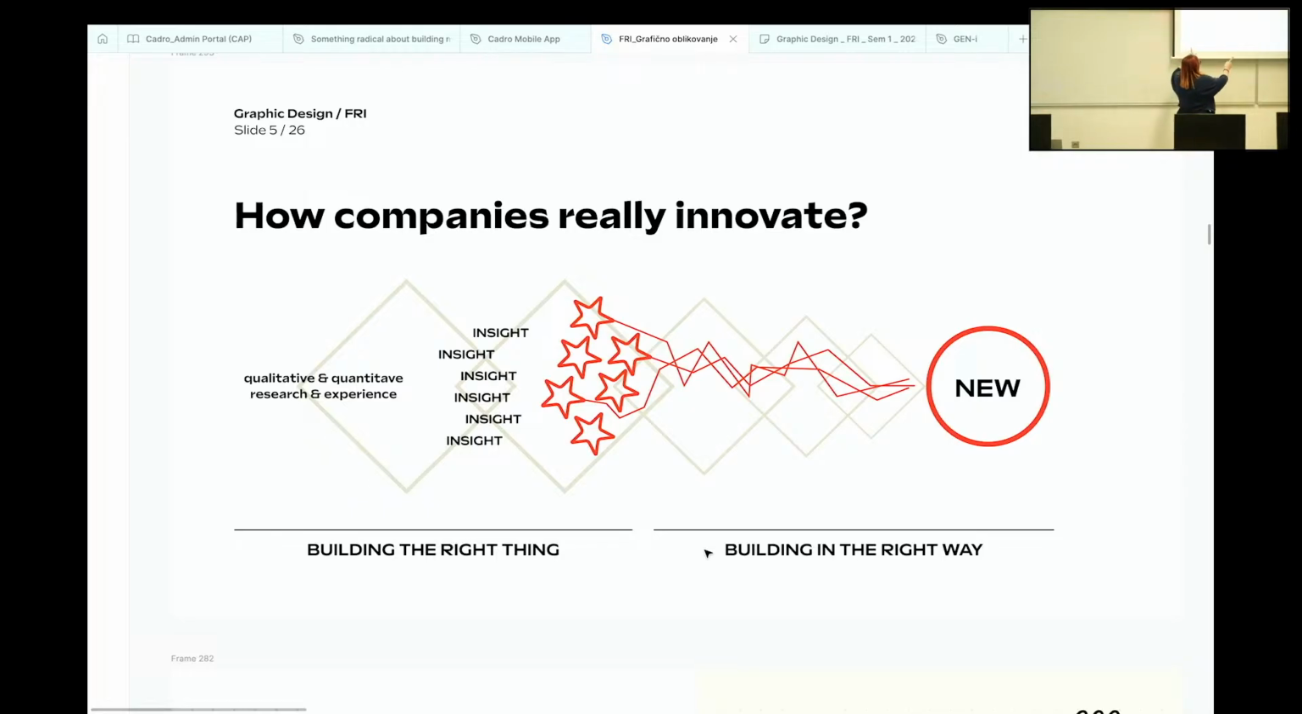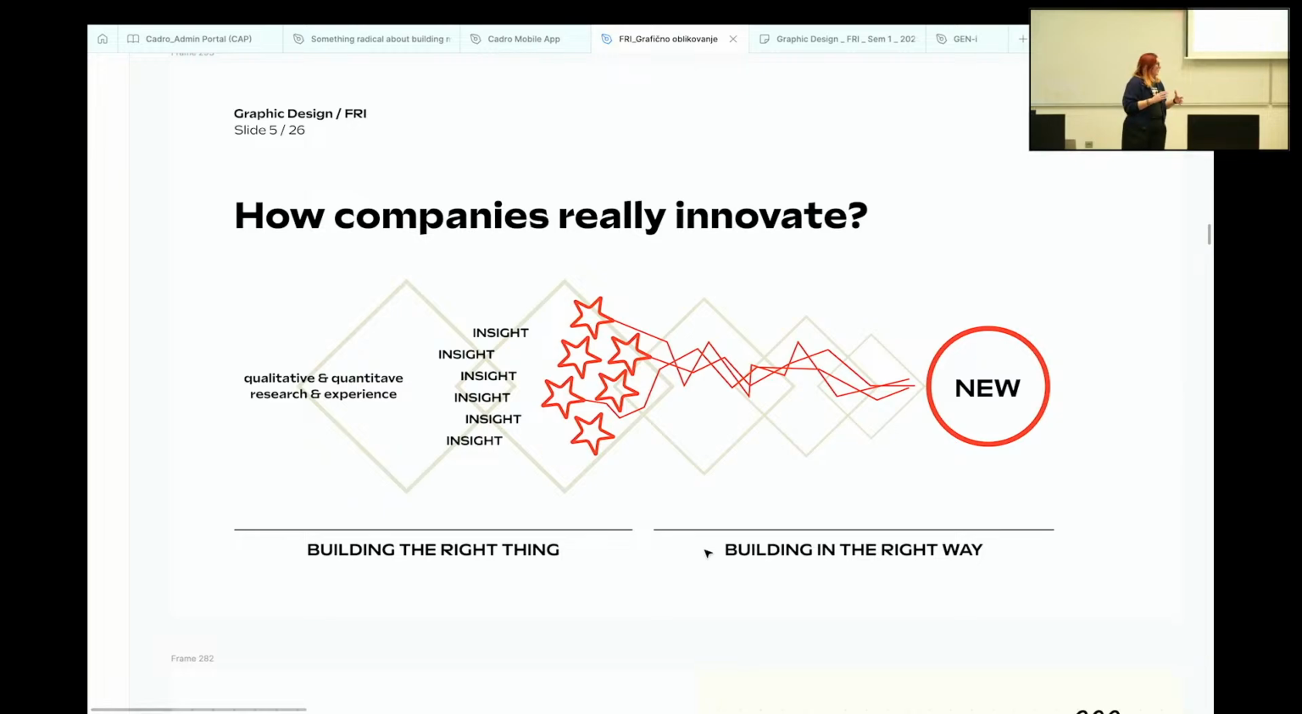So the first part is actually building the right thing, because this is something that we forget a lot of times. We don't know what we are building. We think we know what we are building. And then building it in the right way. Building in the right way means maybe taking an agile approach to it, building it in increments, building it, releasing it, getting feedback as soon as possible, prototyping, things like that.